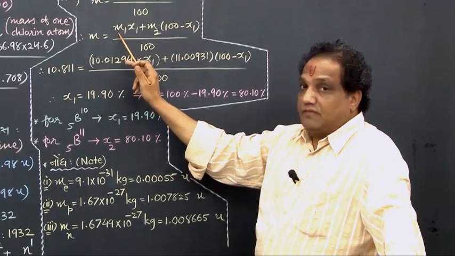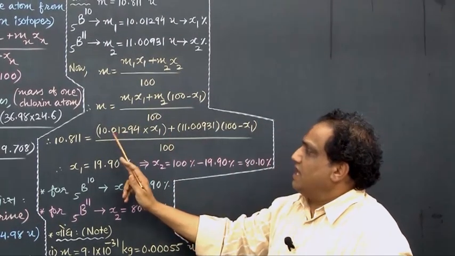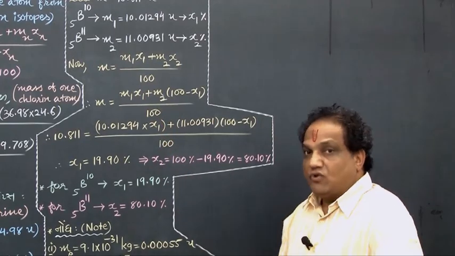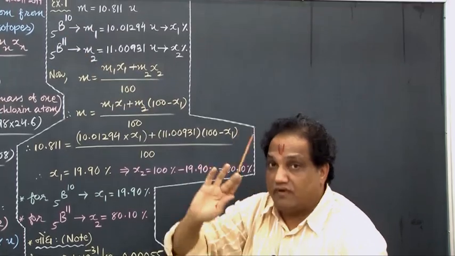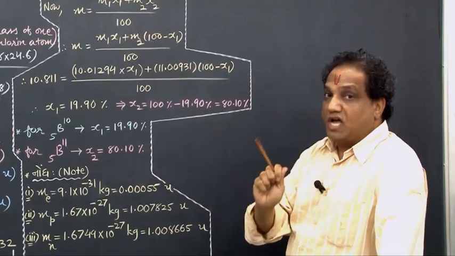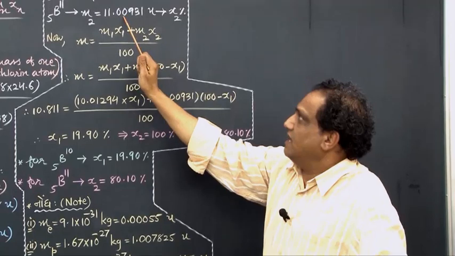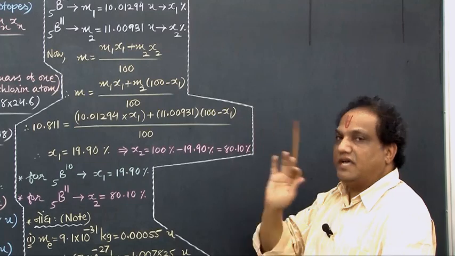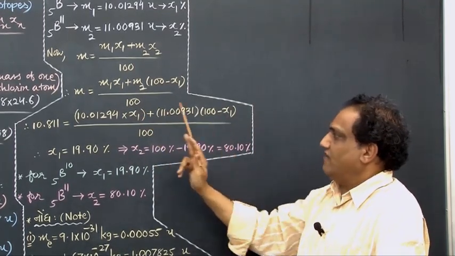What is this? The mass of each boron atom in the first isotope, which they have given as 10.01294 atomic mass unit, into x1. What is x1? The proportion of this first isotope in the given mixture. Fine. Now M2, what is M2? The mass of each boron atom in the second isotope, which they have given as 11.00931 atomic mass unit, into 100 minus x1, divided by 100. Simplify and find the value of x1.